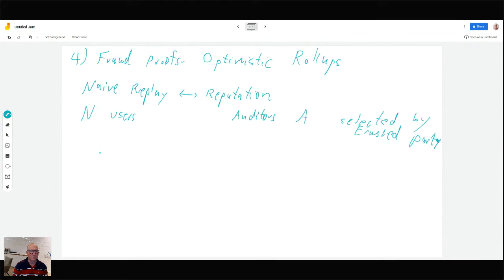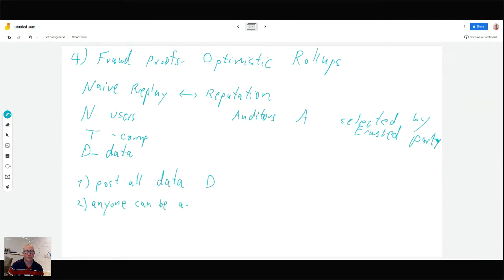So in fraud proofs, T is the amount of computation, and D is the amount of data. In a fraud proof based method, what we do is post all the data for everyone to see. So this is D. And all users are going to read this data and keep it. Now, the second thing is that anyone can be an auditor. We're not saying you can be an auditor and she cannot, or vice versa. Anyone can choose to become an auditor.